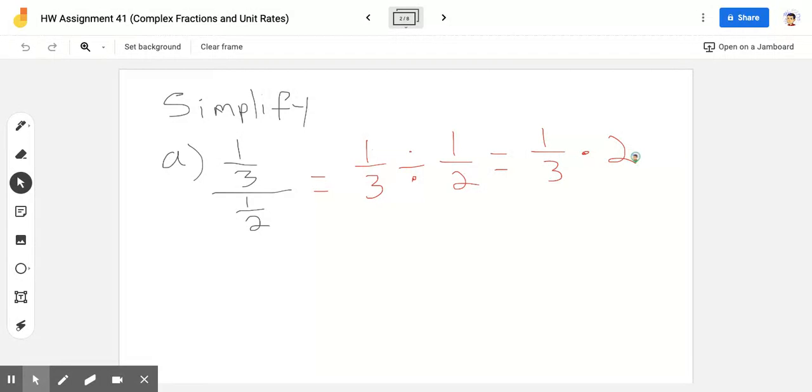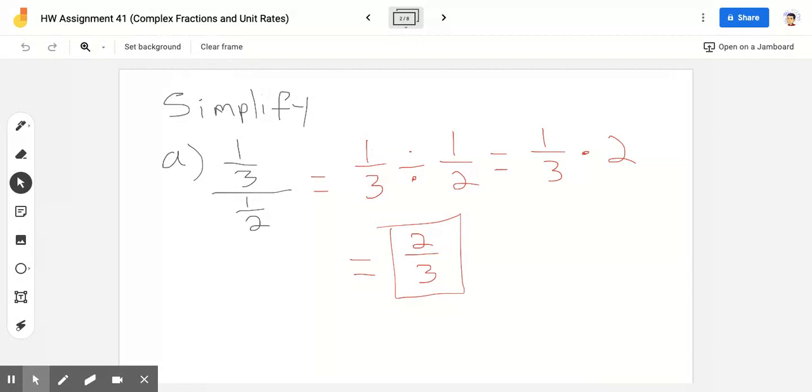Remember, keep, change, flip, or keep, change, take the reciprocal of. We change our division to multiplication. We change 1/2 to 2, or 2 over 1. And then we can multiply. It's going to make our simplified version equal to 2/3. And that's it.